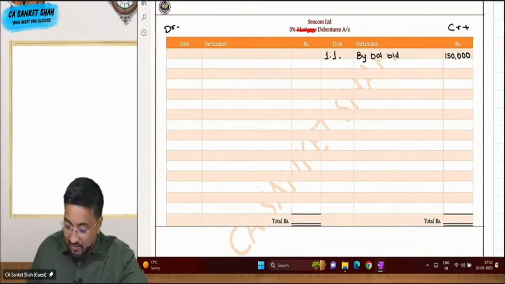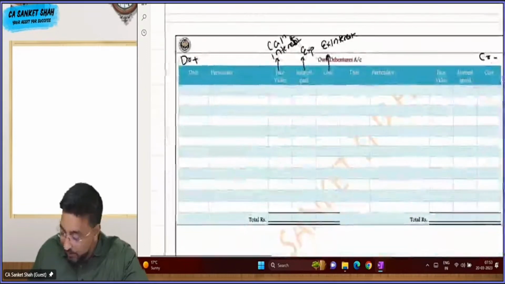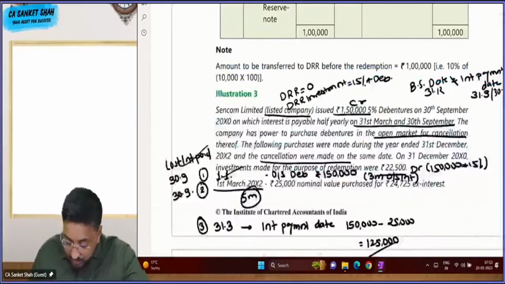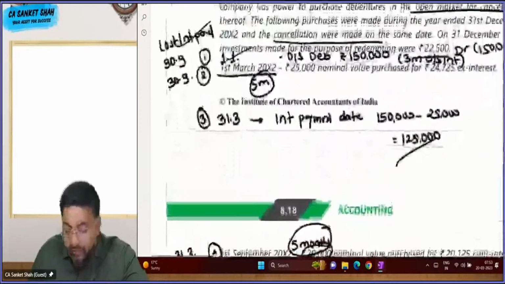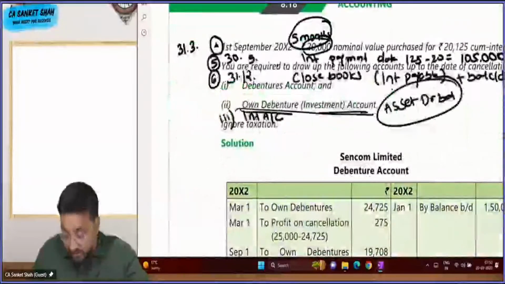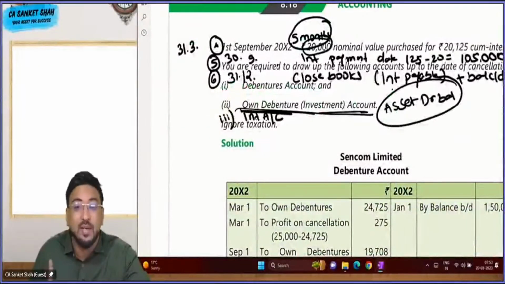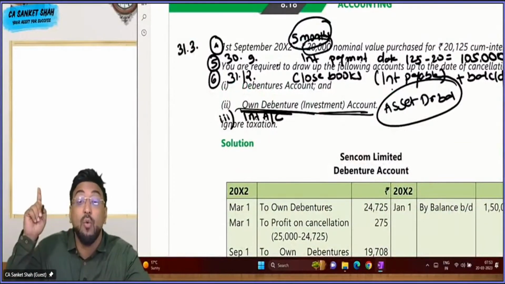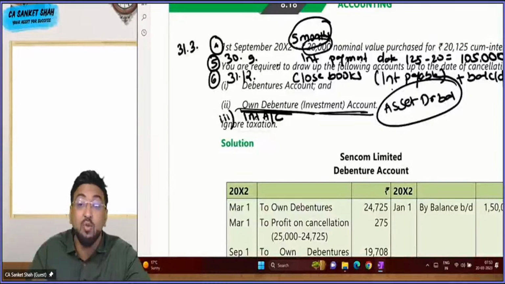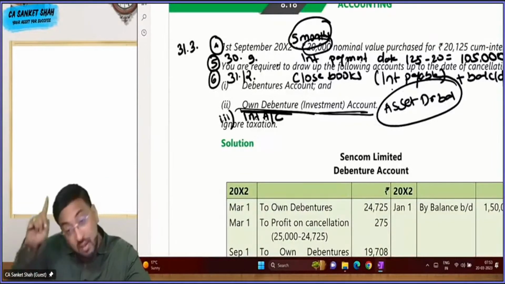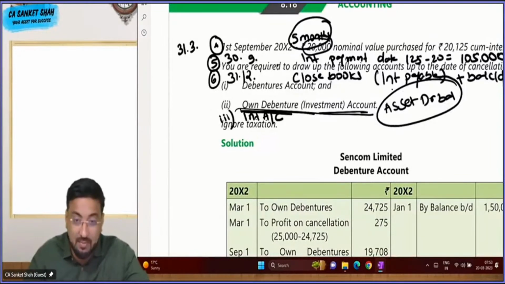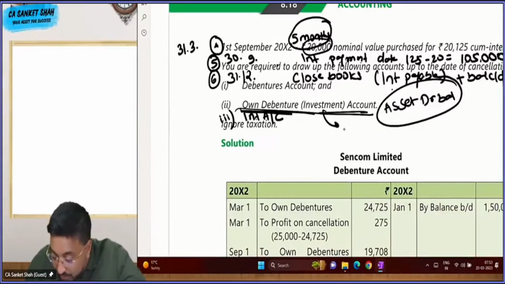चलिए आगे. Now what is the next date, beta? Next date we open own debentures account. It is specifically given in the question, sir. Own debenture account is specifically given in the question. Suppose if it is not given, we will solve this by question number 1 ka method. Apna question number 1 ke hisab se. So it is specifically given in the question, that's why we open this account.